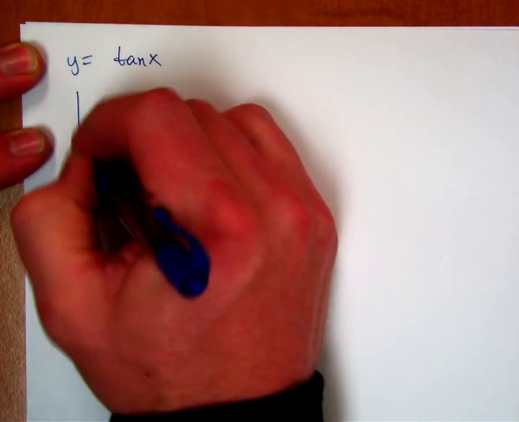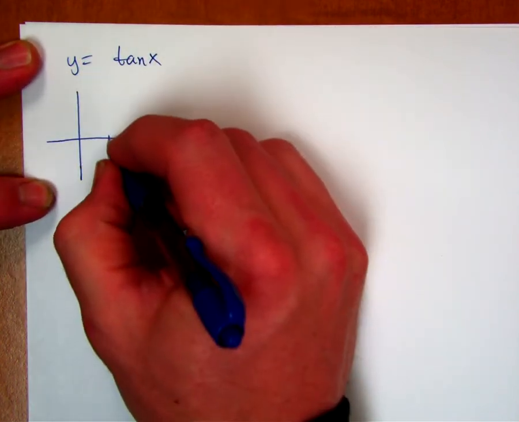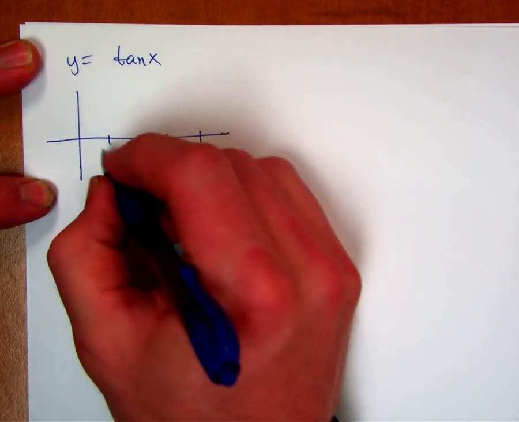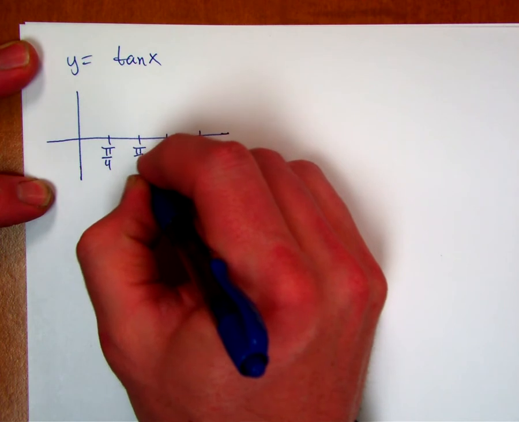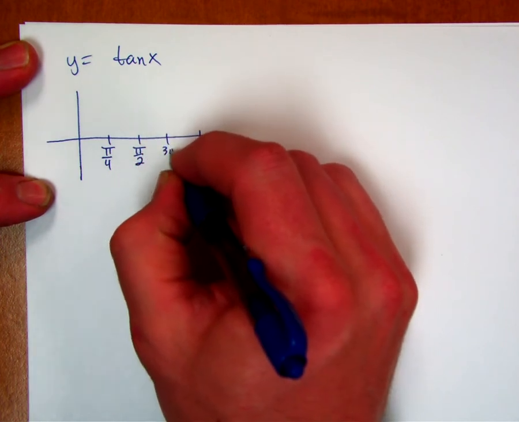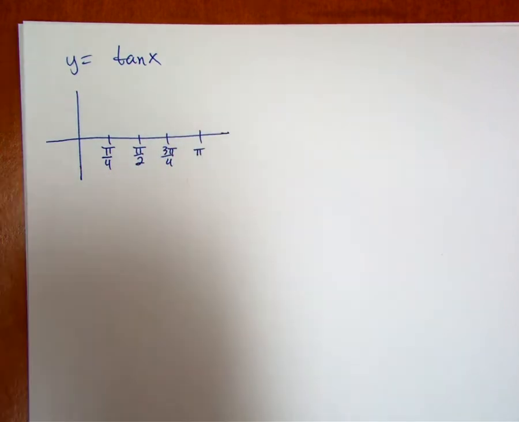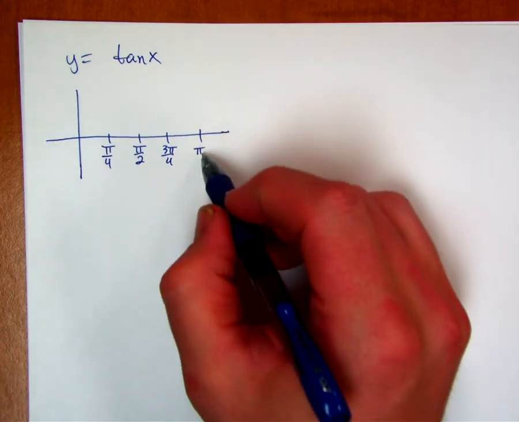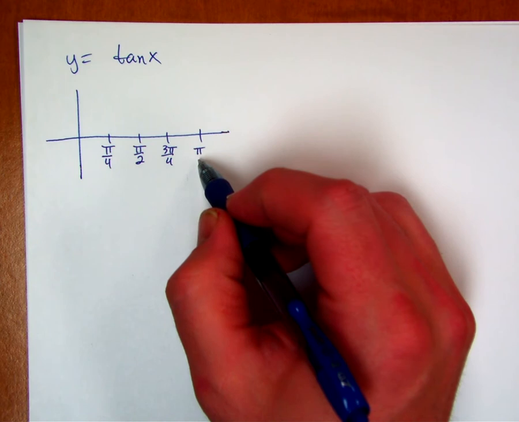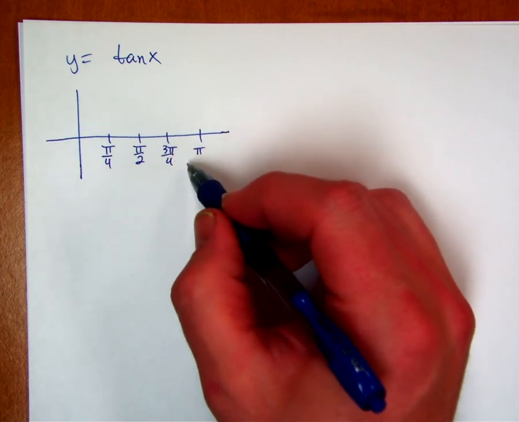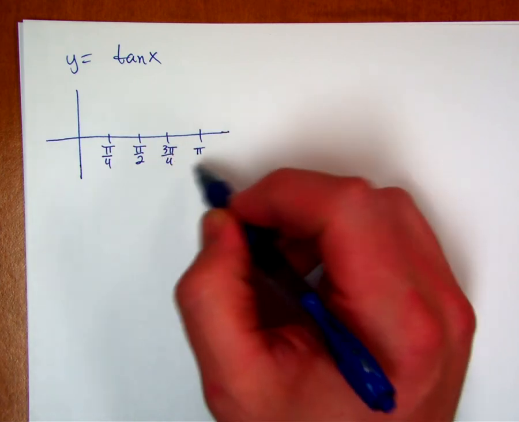All these values come from the unit circle. Notice already, though, I'm changing the values. This is now pi over 4, pi over 2, 3 pi over 4, and pi. With sine, cosine, secant, and cosecant, we always ended at 2 pi because that was the period. Okay, tangent repeats itself every 180 degrees or every pi.